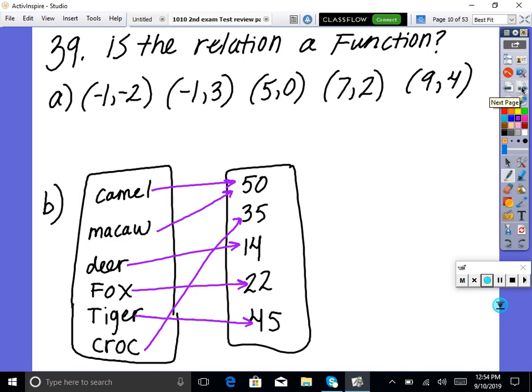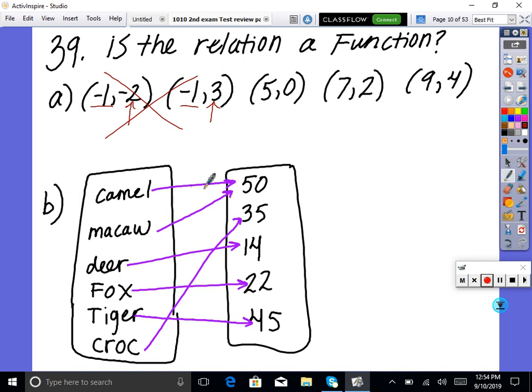Okay, it says, is the relation a function? So remember, each X can only have one Y. So does negative 1 have more than one Y value? Yikes. Negative 1 has a negative 2 and negative 1 has a 3. So this is not considered a function. Each x can only have one y value.